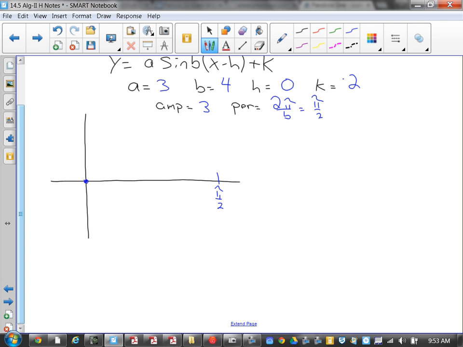Go halfway. What's half of pi over 2? Pi over 4. What's half of that? Pi over 8. And what was between here? 3 pi over 8. Now, it being a sine graph, where does sine start? 0. Good. It starts at 0, then it's going to go up to its amplitude, and then down to the opposite of the amplitude. So it goes 0, 3, 0, negative 3, 0, 3.